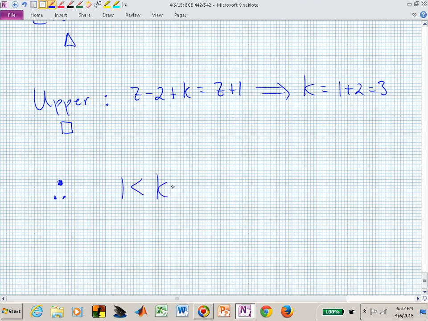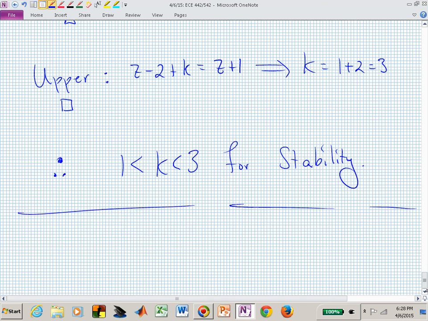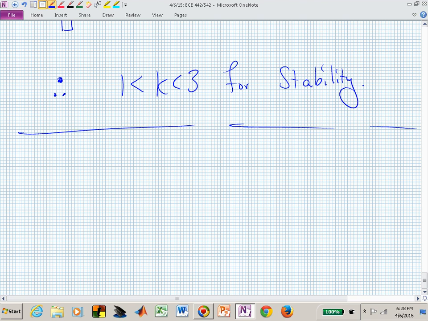Therefore, k between those two limits is what we would like to do for stability. Is that clear? That knob now better not be outside of that range if you want a closed loop system that's stable. It needs to be bigger than 1 and less than 3. And we've really just shown a root locus diagram for a very simple system.